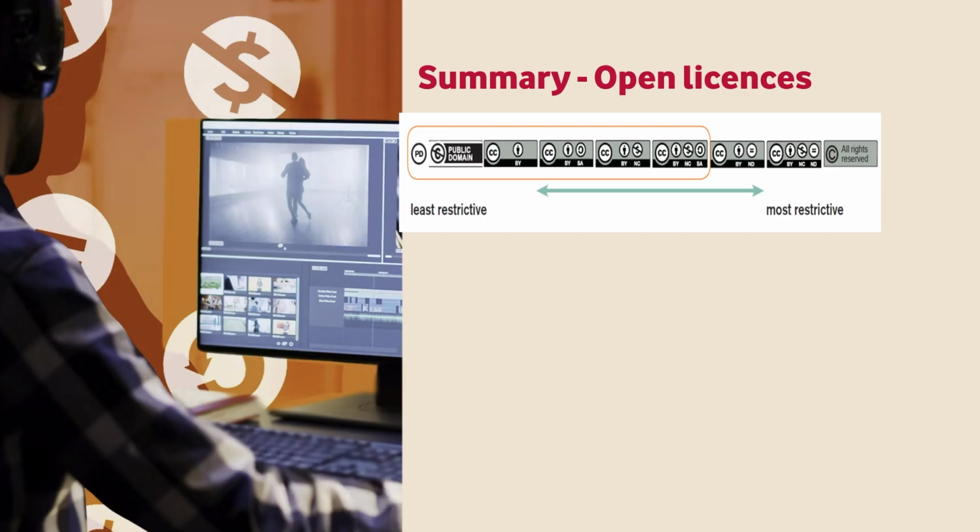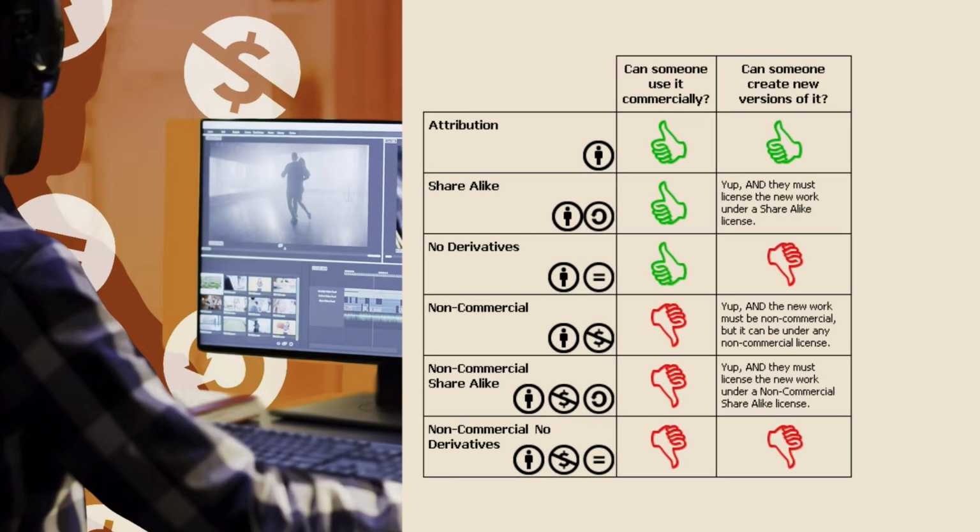For the summary of the open licensing, one can have this type of permission. This table explains which licensing can be used for commercial purposes, and whether one can create a new version of it. So CC BY, which is called CC BY attribution, if the content is declared as CC BY, then that can be used for commercial purposes, and also you can create a new version of that particular content.